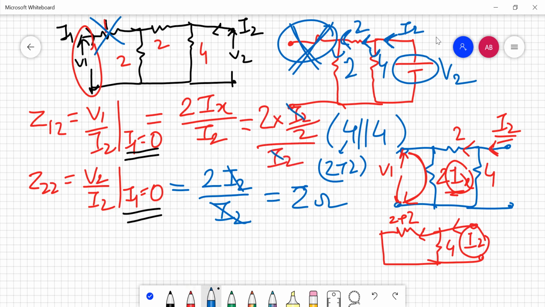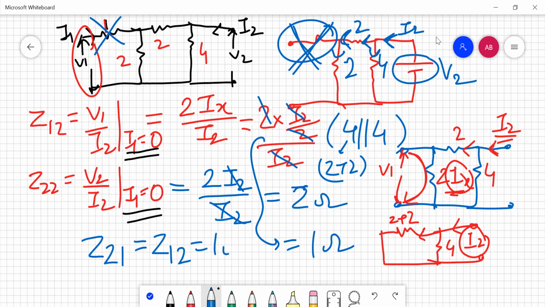So cancelling I2 with I2 and 2 and 2, this gives me the value of 1 ohm again. And just check your previous answer. Your Z21 was also 1. And now Z12 is also 1 ohm. So this satisfies that our calculations are correct. Right? So now we are going to go for the next set of parameters, and that is your Y parameters.